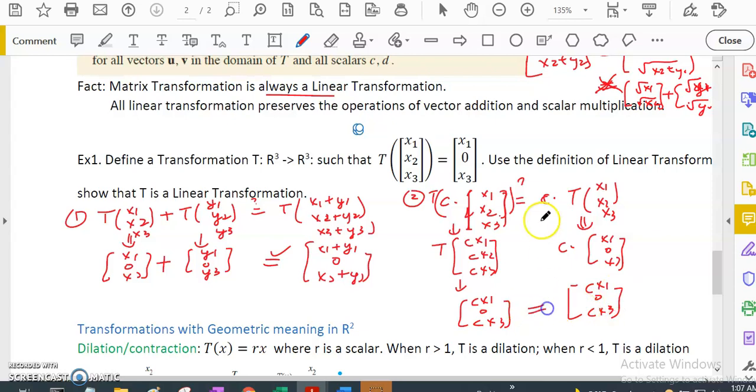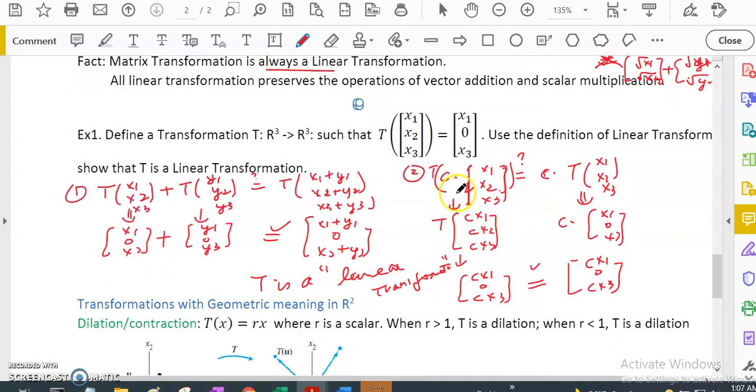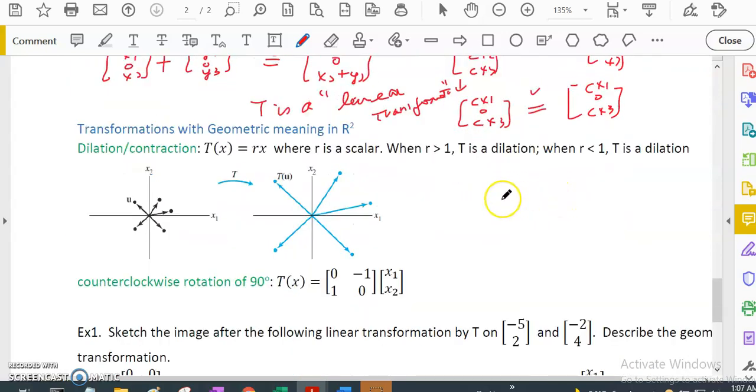And they are equal. So it satisfies both. That means T is a linear transformation. It's a transformation, okay, but it is also a linear transformation. So whenever you are to prove something is a linear transformation, you have to prove these two requirements.